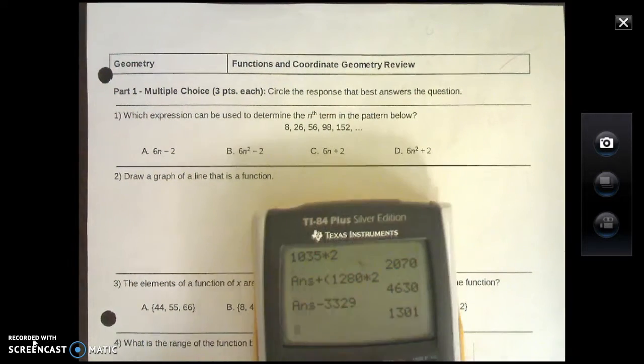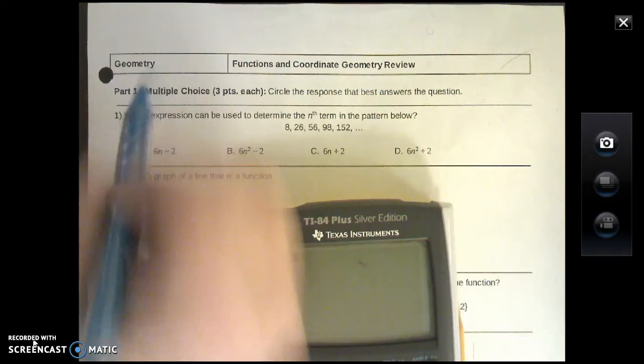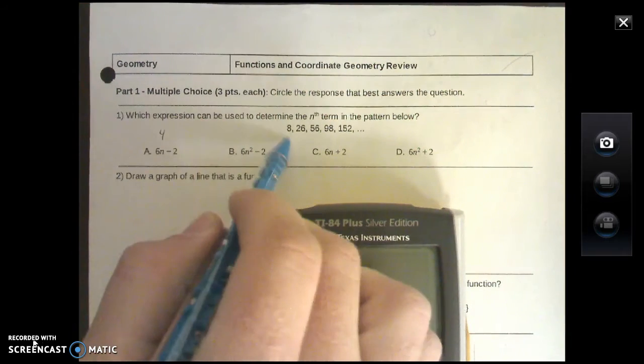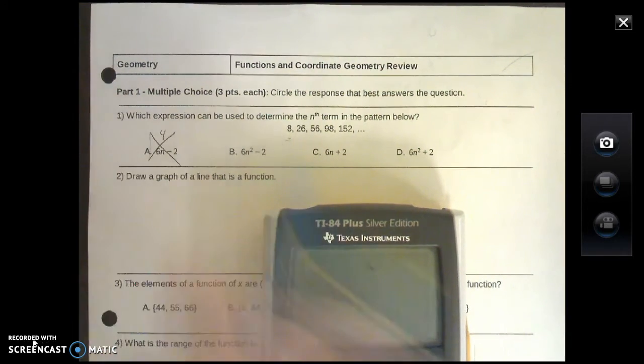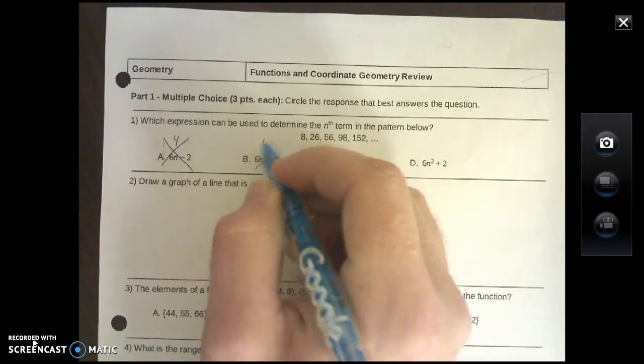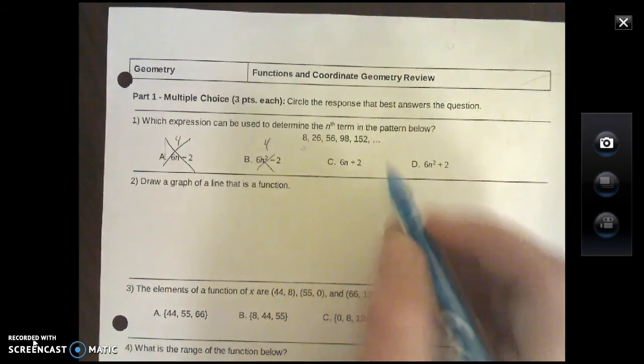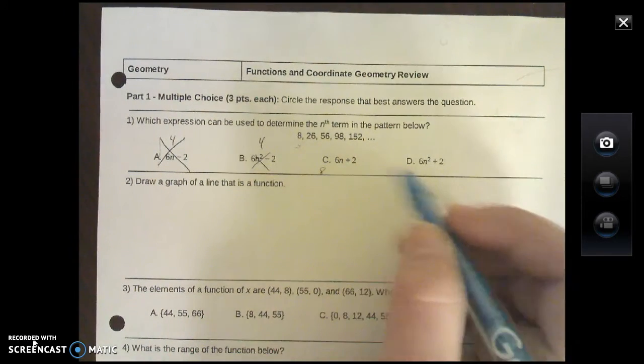Well, guys, make sure for this one you are plugging in a 1. Okay, so 6 times 1 gives me 6, minus 2 is 4. That is not equal to 8, so I can cross that off. For our next one, if I put a 1 in here, 1 squared is 1, times 6 is 6, minus 2 is 4, no good. Here though, 6 times 1 is 6, plus 2 gives me 8. Alright, we're looking good so far.